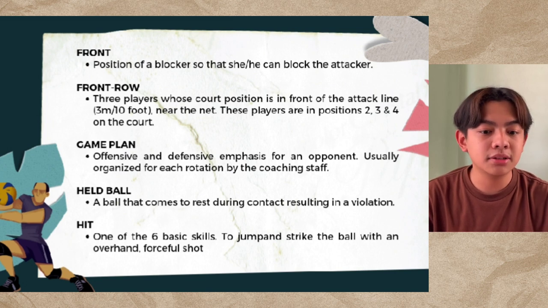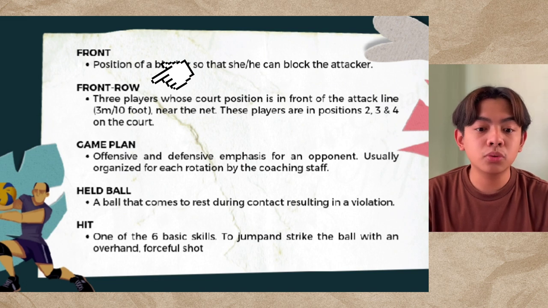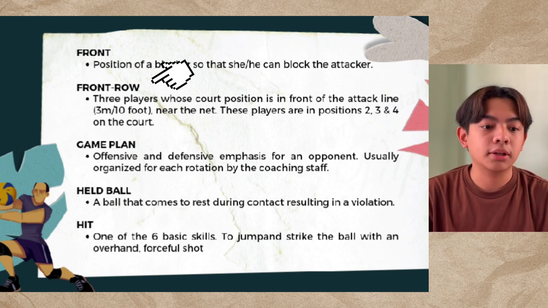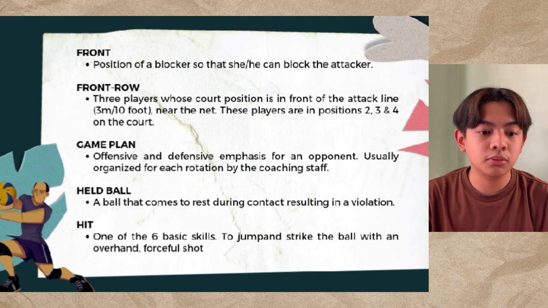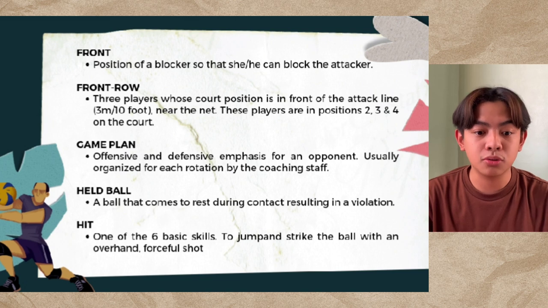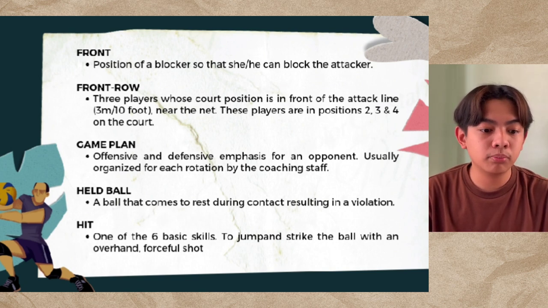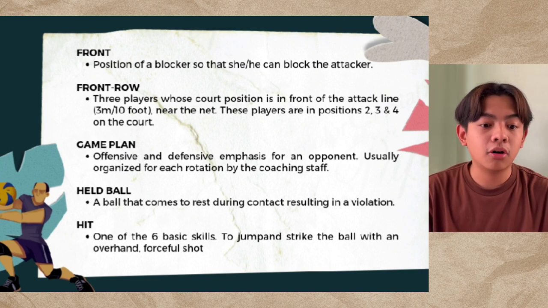And the next one is front row. Three players whose court position is in the front row of the attack line near the net, these players are in positions 2, 3, and 4 on the court. Front row players are players who are allowed to block the opponent and attack the ball in the attack zone. Front row players primarily stay in the attack zone between the center line and the attack line. Given this, the role of a front row player is primarily to set, attack, or block the ball.